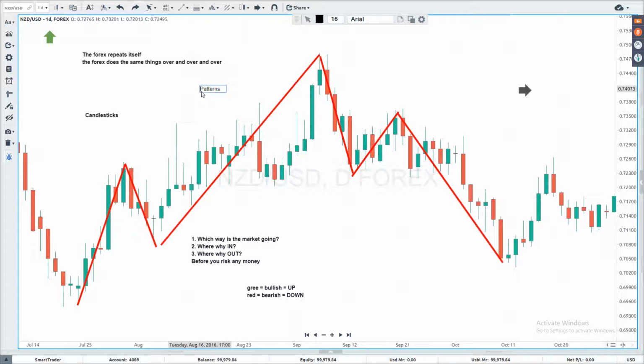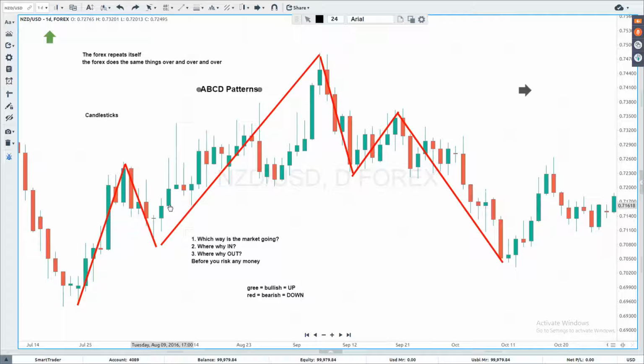Well, the way the Forex moves is it always moves in what's called, you got to write this down, an ABCD pattern. The Forex always moves in an ABCD pattern. This is how the market works. Everybody always says, show me how it all works. Well, this is it. The Forex moves in an ABCD pattern. Let me show you what I mean.